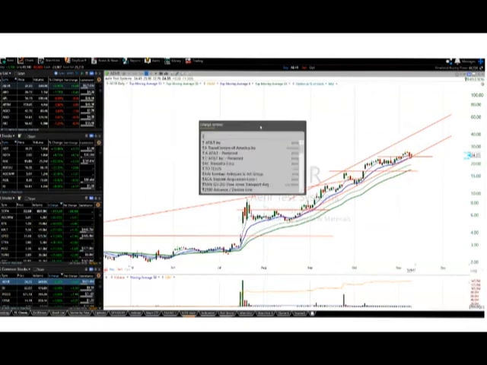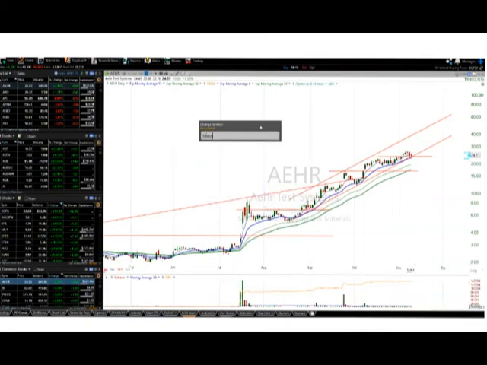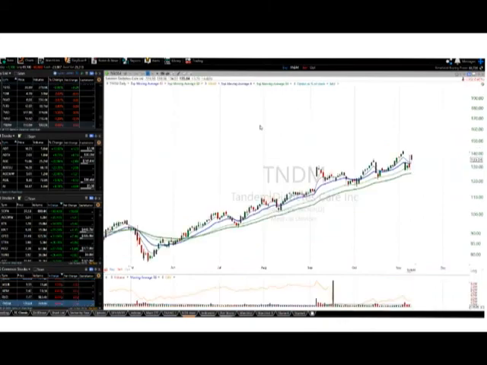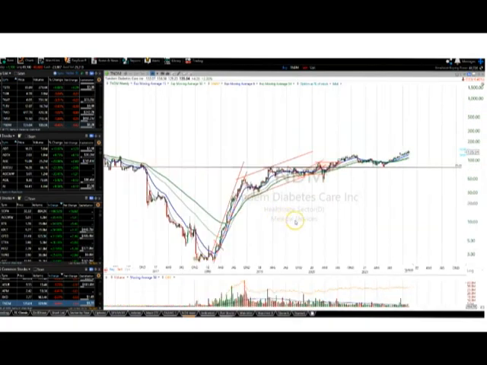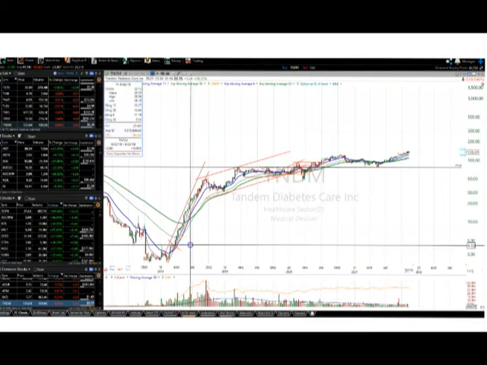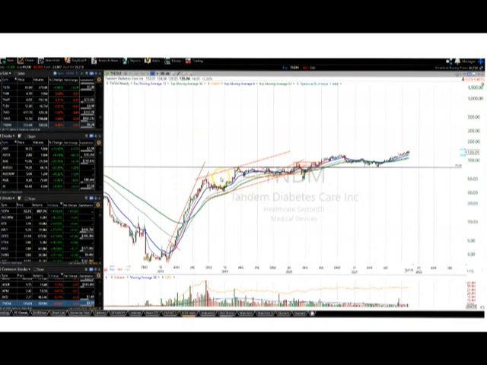The biggest one that we made a couple of years ago was Tandem. We put this trade on back in 2018 at $4, $3.98. And we rode this stock all the way to here, 53. From $4 to 53.